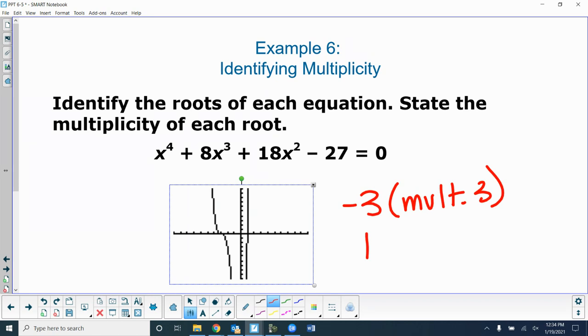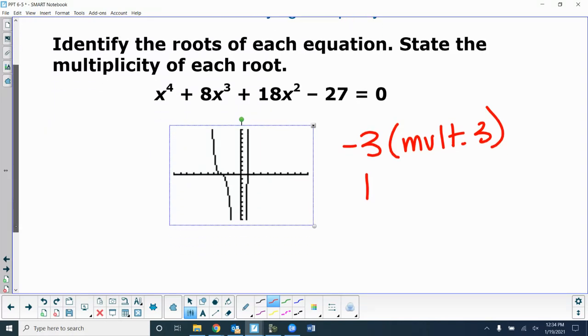Okay. If I tried to factor this, like by grouping, it wouldn't work out. If I try to change the order and maybe group it that way, it gets kind of difficult to factor that. So we're just going to use our calculator to help. Okay?